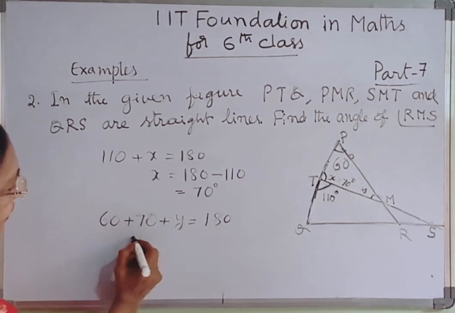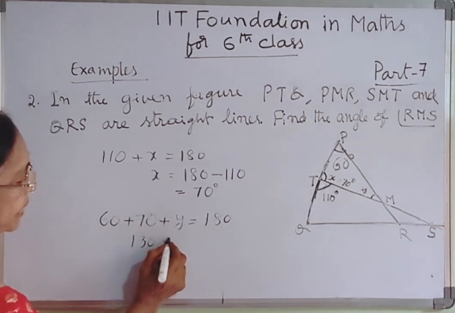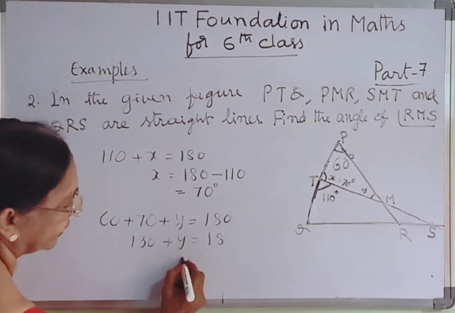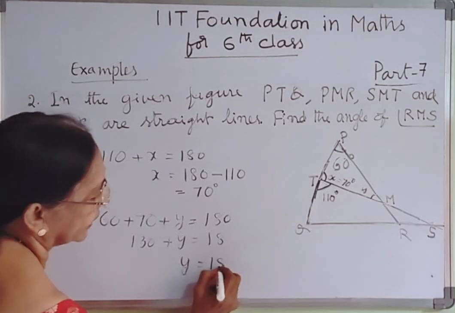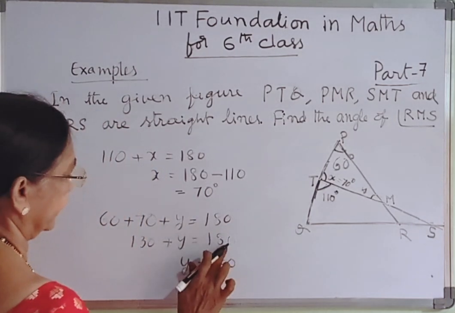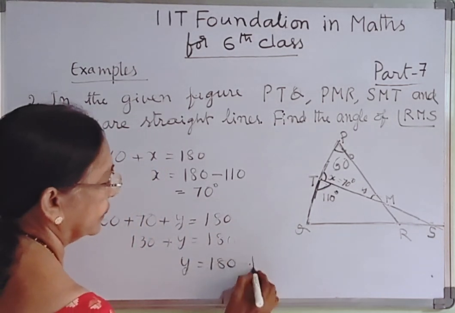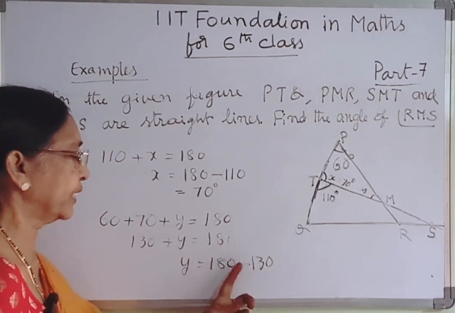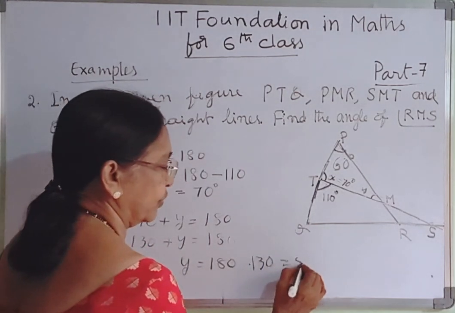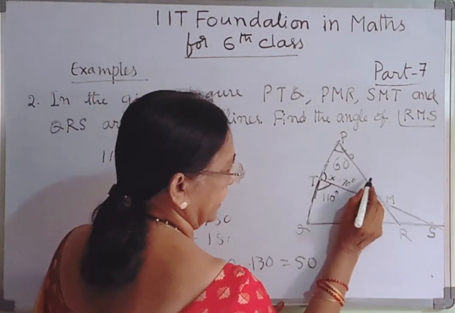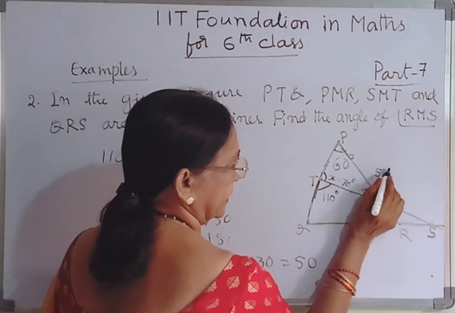60 plus 70 is 130, so 130 plus y is equal to 180, or y is equal to 180 minus 130. Taking 130 to the other side, it becomes minus. 180 minus 130 is equal to 50. Therefore, y is equal to 50. Y is this angle. This is 50 degrees.